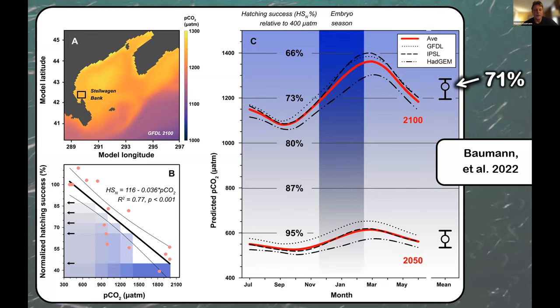So we have to think about that: organisms not only need to adapt to a higher PCO2 level, but to a higher seasonal fluctuation in PCO2. Next.